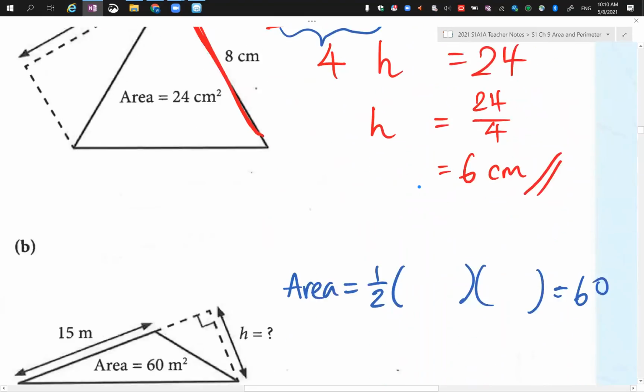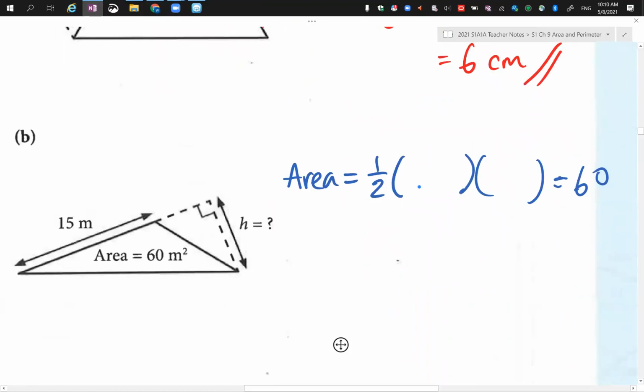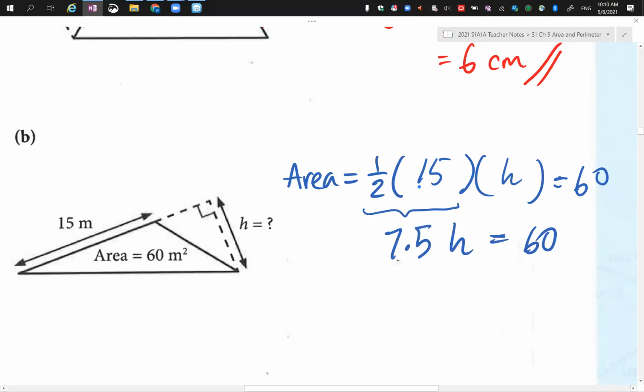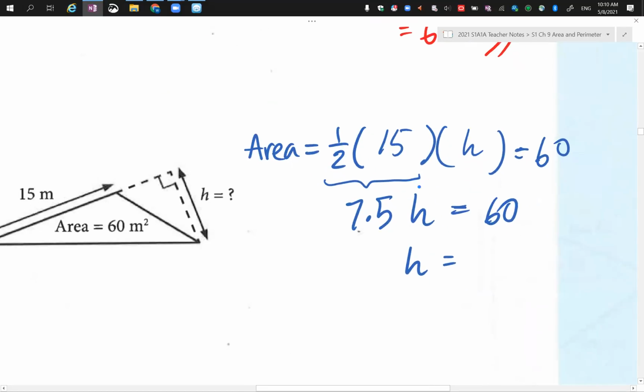Okay, next one. Part B. What is the base in this case? Yes, okay, Shazwan. 15 and the height h. So now you can combine these two first. 15 times half. 7.5h equals 60. What is h? 60 over 7.5. 8, huh? You get 8 meters.